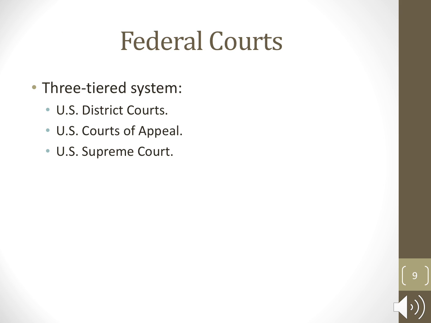As you saw in the graphic in slide 5, federal courts are a 3-tiered system, very similar to our state court system, with those U.S. district courts on the bottom, then the U.S. Courts of Appeals, and then ultimately the U.S. Supreme Court. We're going to talk about those courts in the next few slides.